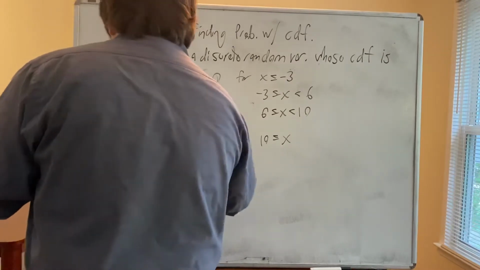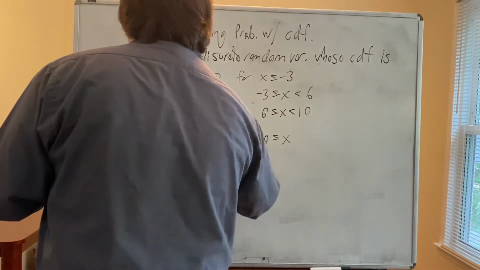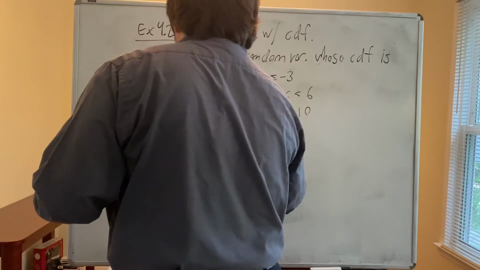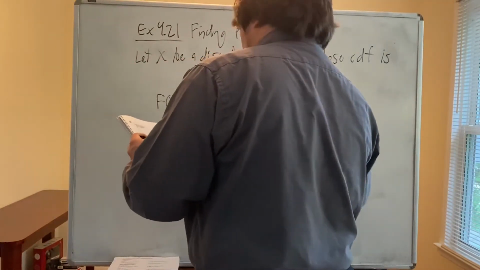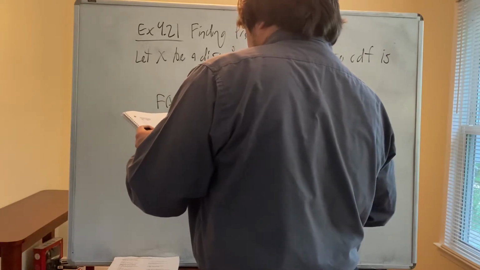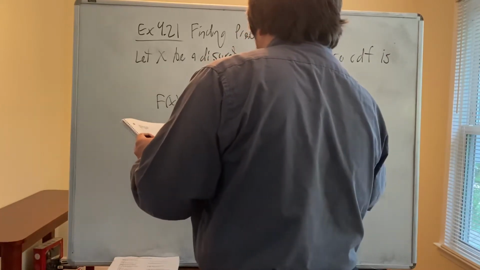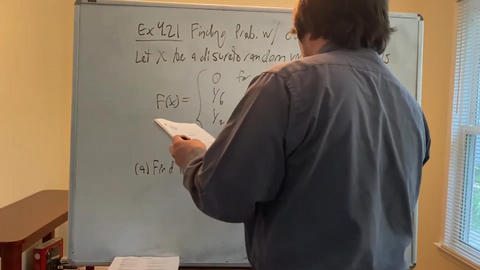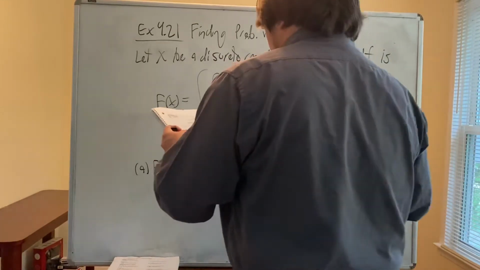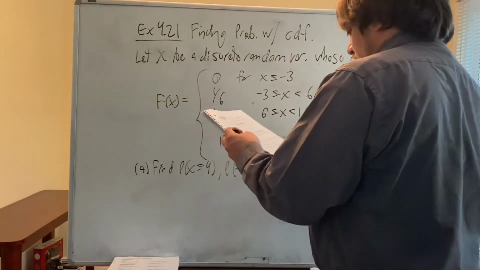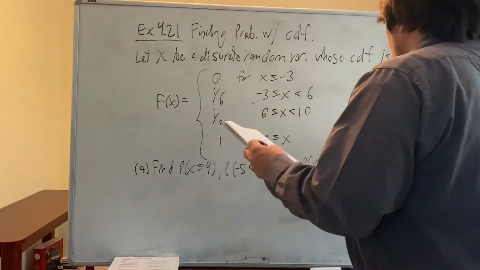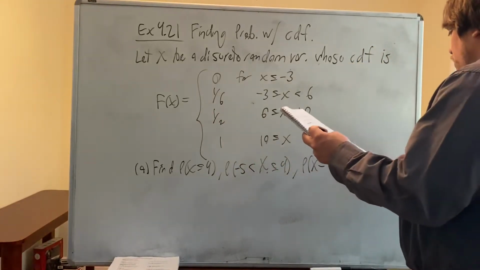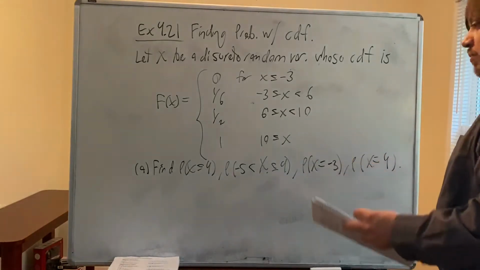Part A: find the probability that capital X is at most 4, that is, less than or equal to 4. The probability that -5 is strictly less than X, less than or equal to 4. The probability that X is equal to -3. And the probability that X is equal to 4.